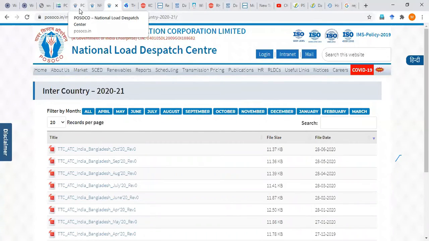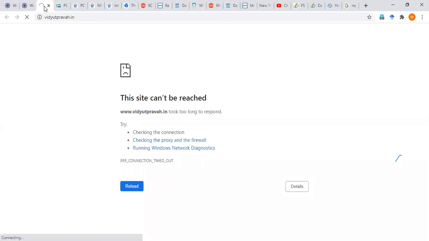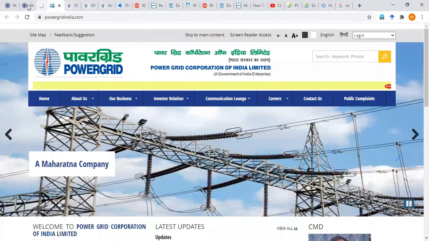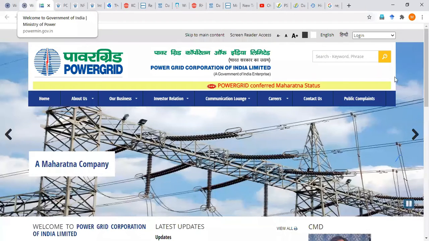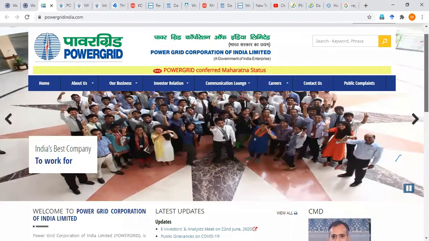Okay. Yeah, we are unable to open this Vidyut Pravaha. The Vidyut Pravaha is one of the portals which comes under the Ministry of Power. Here we will get the real-time data or real-time cost for the exchange of electrical power among the different load dispatch centers or different regions which we have in India. So this is the power grid.